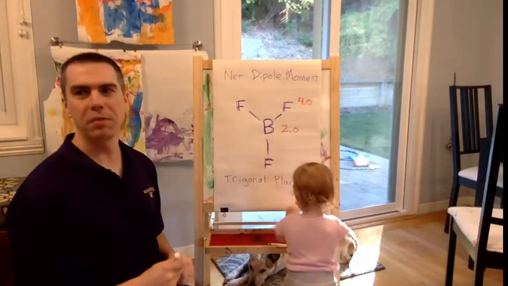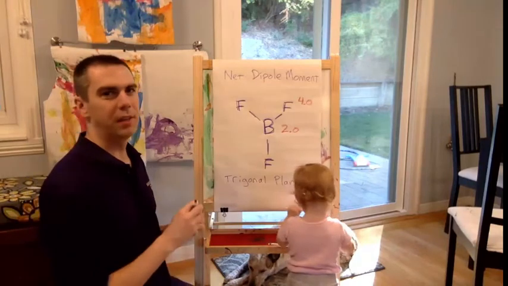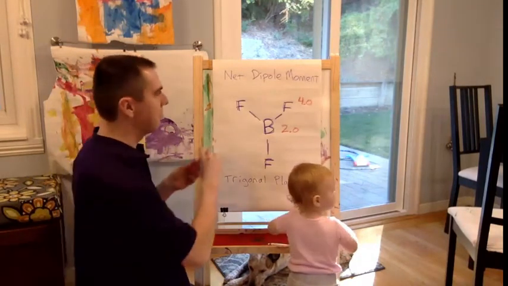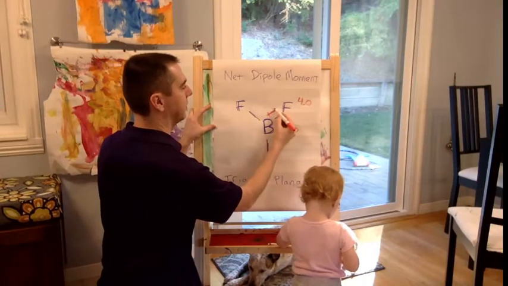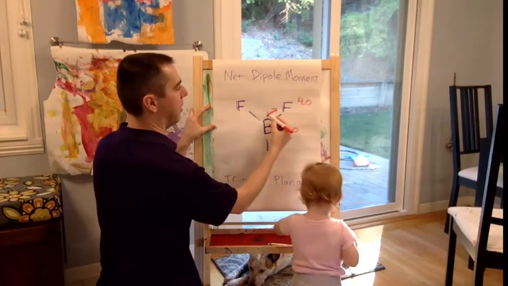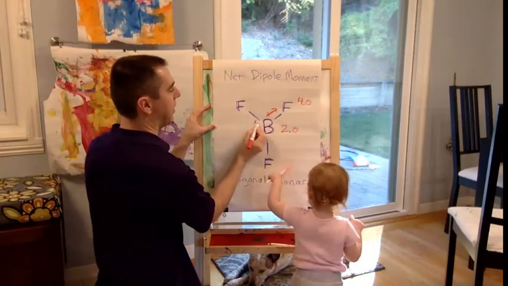And so each one of these has a dipole moment that goes from the positive boron to the negative fluorine. And drawing it with the arrow with the plus sign, it'll look something like that.